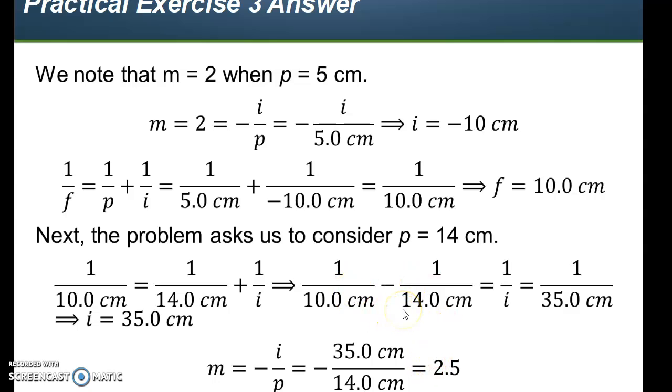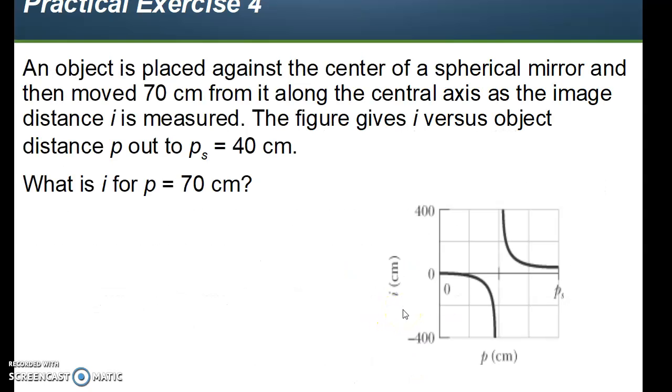Okay. So anyway, practical exercise number 4. This one right here is problem number 8. An object is placed against the center of a spherical mirror and is moved 70 centimeters from it along the central axis as the image distance i is measured. The figure gives i versus the object out to 40 centimeters. So this would be 10, 20, 30, 40 centimeters. What is the image distance for the point 70 centimeters?